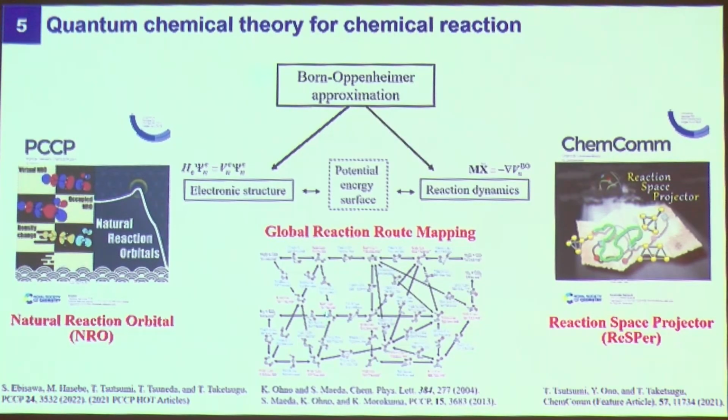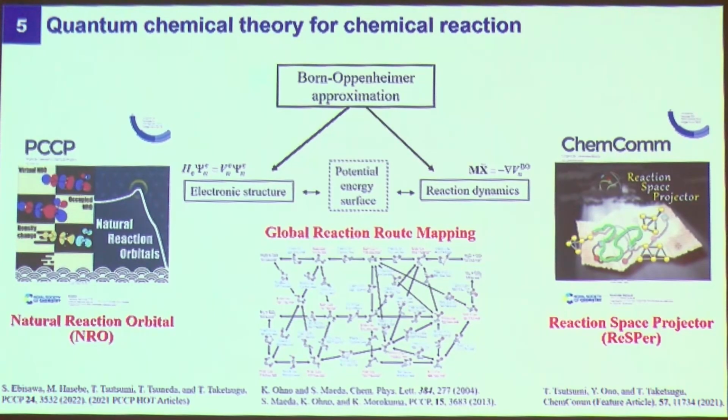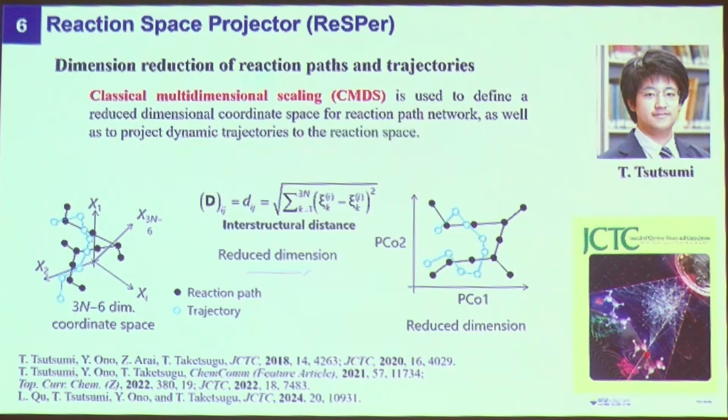And also today I introduce two new methods. One is reaction space projector. In this method, we use a dimensionality reduction approach to describe the high dimensional reaction path network. And also we project the dynamic trajectory on the same reaction space. And also we focus on electron movement along the IRC. We named it natural reaction orbital. So at the latter part of my talk, I introduce these two methods. First method, reaction space projector.